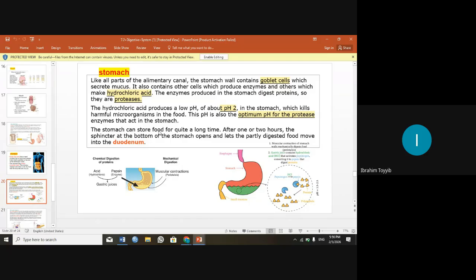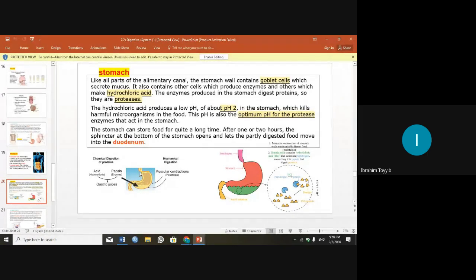So the stomach can store food for quite a long time. It temporarily stores food. After 1 or 2 hours, the sphincter at the bottom of the stomach opens and lets the partly digested food move into the duodenum, the first part of the what? The small intestine. We have chemical digestion and we have mechanical digestion.